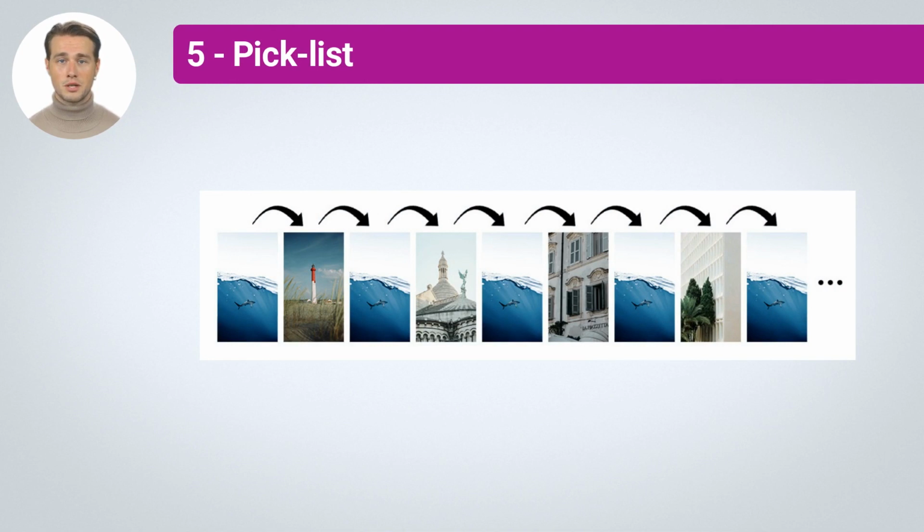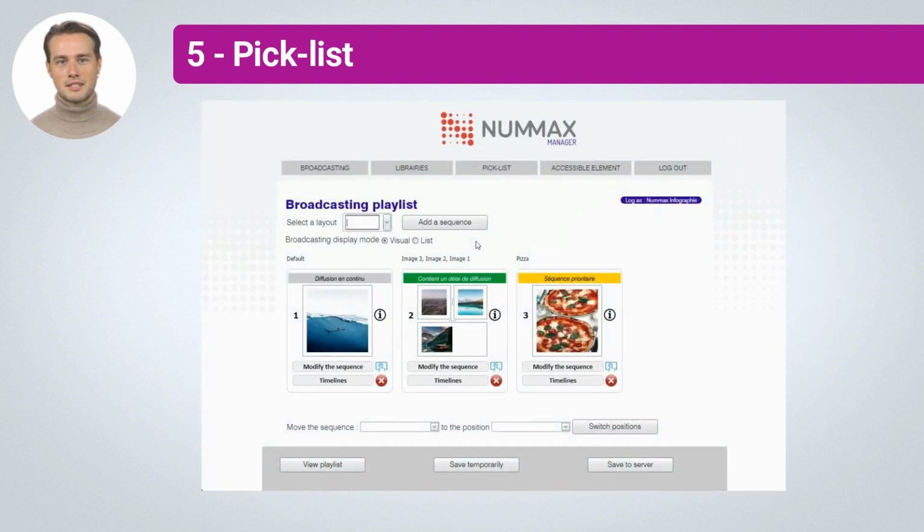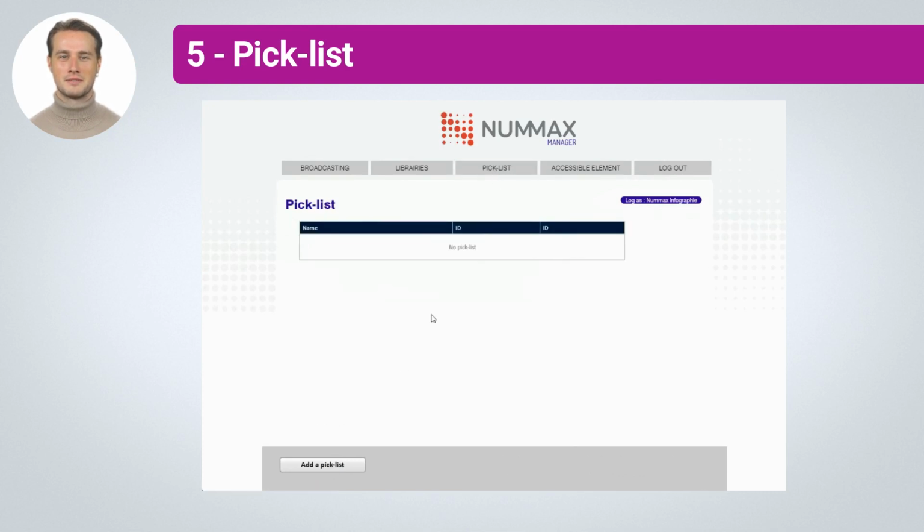Now imagine that we want to alternately display two images in our kiosk. One remains the same and the other changes each time. But we don't want to create multiple sequences. To do so, we can use the Pick List function, which will allow us to alternate the content that will be displayed from a list. Click on Pick List, and add a pick list.